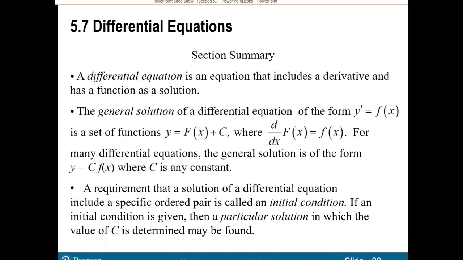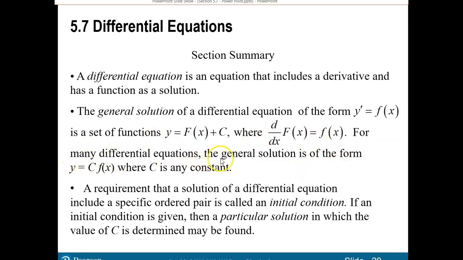All right, so here is our summary for this section. A differential equation is an equation that includes a derivative and has a function as a solution. A general solution of a differential equation of the form y prime equals f of x is the set of functions y equals the antiderivative plus c, where the derivative of the capital F will get you back to f. And that's how we had seen those before.